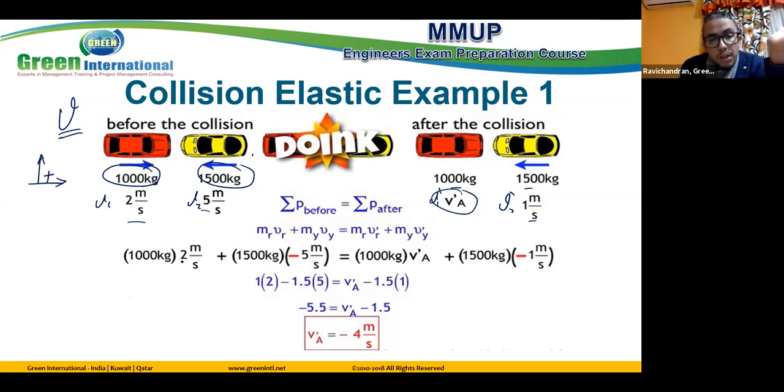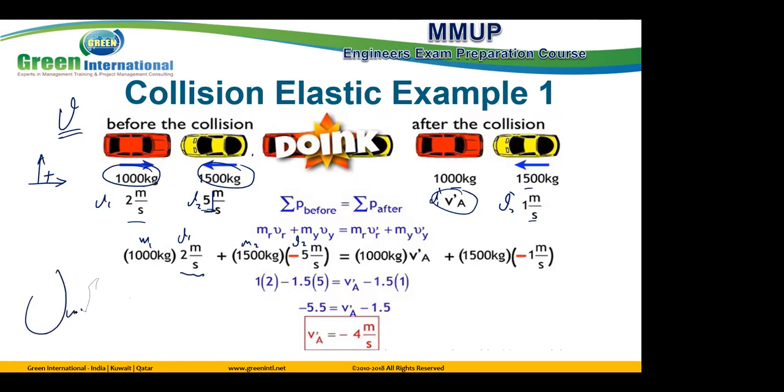which is positive for me. So I put 2 meters per second positive. The other term is 1500 multiplied by 5, which is the velocity, but in the opposite direction, so it will be negative 5. This is before collision: M1, V1, M2, V2. But be careful with signs and directions. Units, watch the units. Yes, excellent.